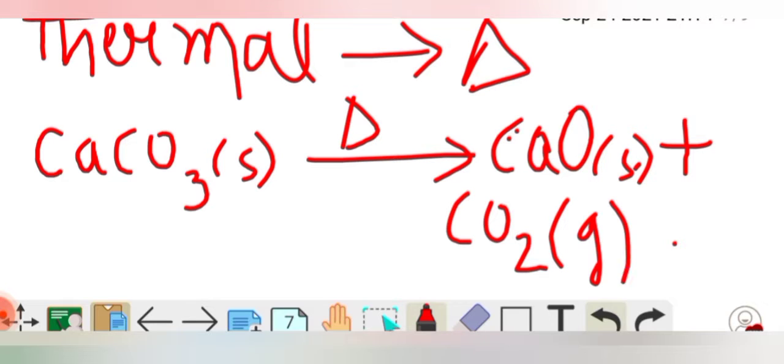So that is thermal decomposition. In thermal decomposition, heat is used, and with the use of heat on the reactant, products are formed. In a decomposition reaction, there is a single reactant, and 2 or 3 products form. In a combination reaction, 2 or more reactants are there and 1 product is formed. We'll go through some more examples.